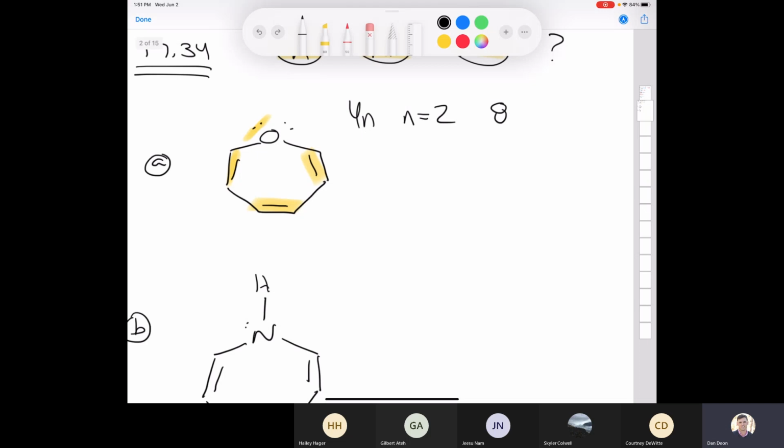But remember, the molecule will do whatever it can, whatever is in its power, to avoid becoming anti-aromatic. And so this oxygen is going to become sp3 hybridized, right? Both of these lone pairs will go into sp3 hybrid orbitals so that this can be non-aromatic.